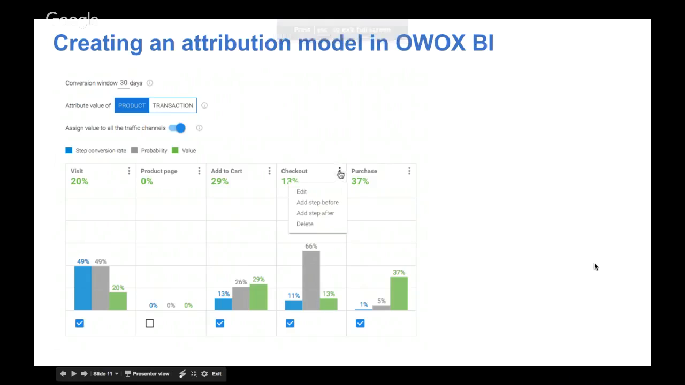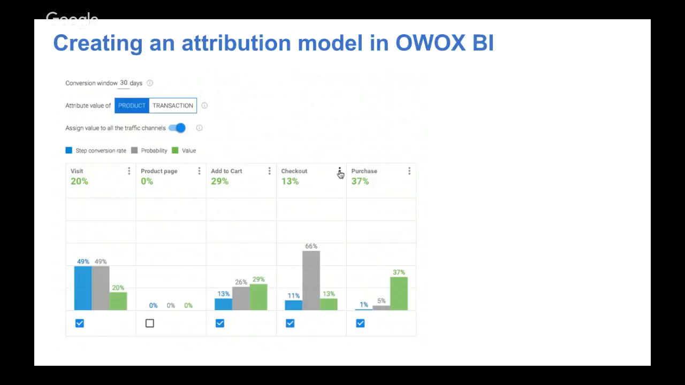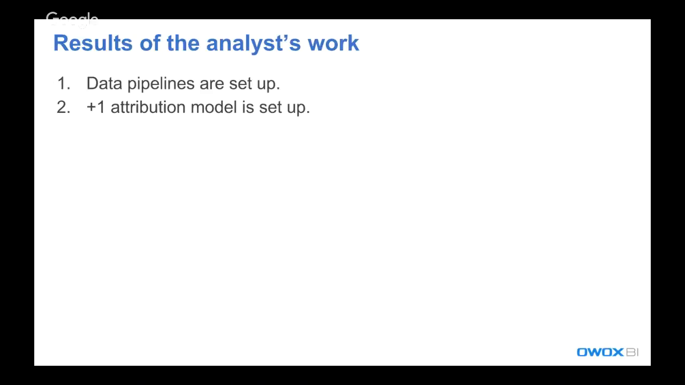So as I showed you live, you can change or delete or add any funnel steps, specifying how the system needs to recognize from the data that this is a funnel step and you would like to allocate revenue to it. So the result of the analyst's work should be, first, all data pipelines are set up, and we have quality data to run the calculations upon. And then at least one attribution model is set up.